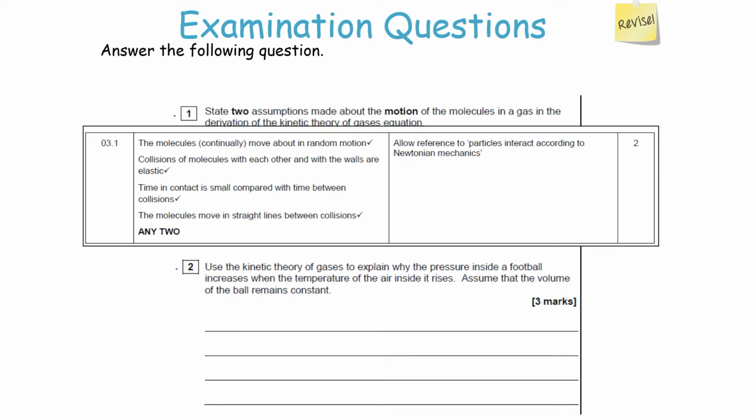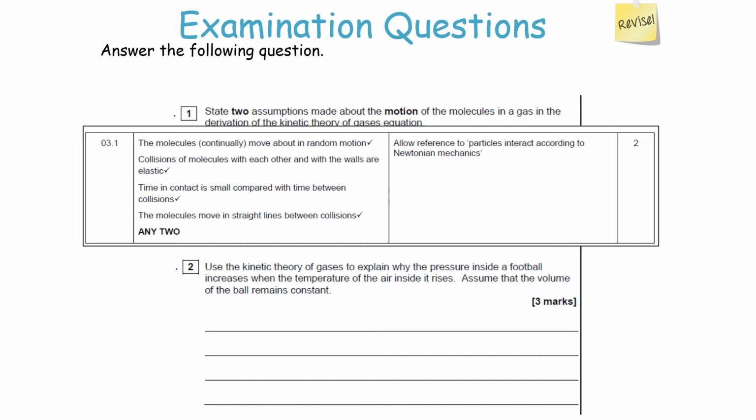First thing, the molecules continue to move about in a random motion. We also know that the collisions of molecules with each other and the walls are perfectly elastic, so the kinetic energy is conserved, that the time in contact is small compared with the time in between the collisions, and finally the molecules move in straight lines between the collisions. So you've got to be able to talk about that. Now don't fall into the trap of just doing general assumptions regarding the kinetic theory of gases.